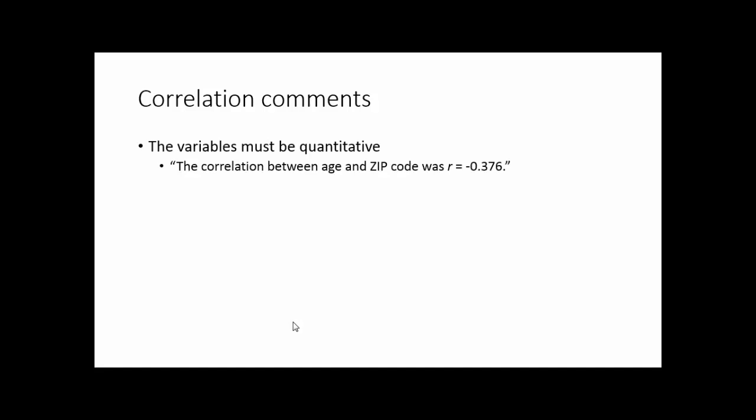I want to talk a little bit about what can go wrong in terms of correlations. First of all, the two variables that I'm taking the correlation of must be quantitative. It would be silly to take the correlation between something like your zip code, because your zip code is not numeric, is not quantitative. And if I don't have a quantitative variable, I cannot take a correlation. Okay, it doesn't make sense.